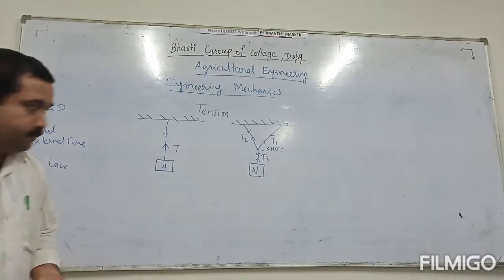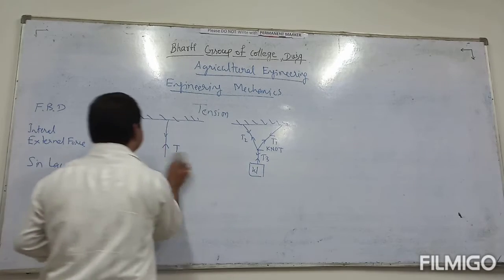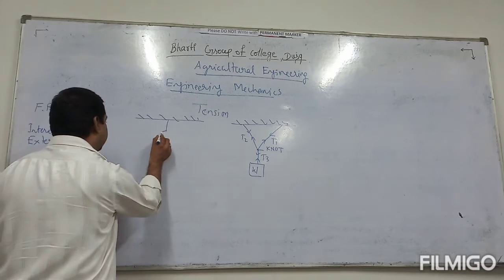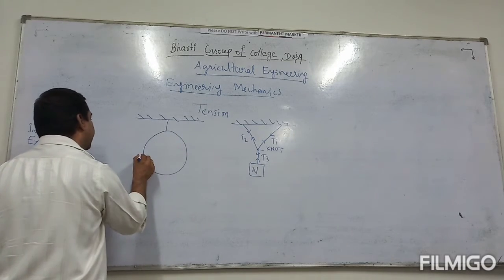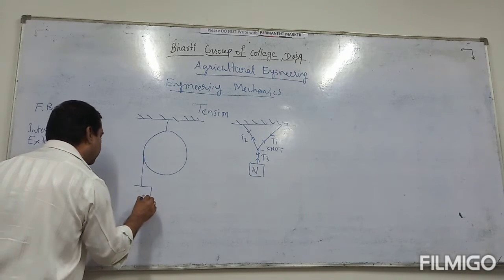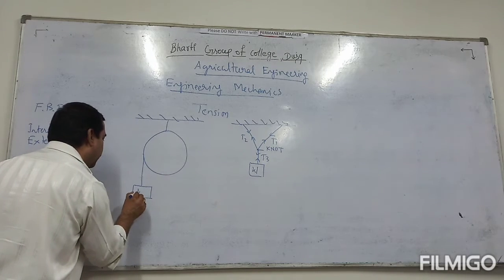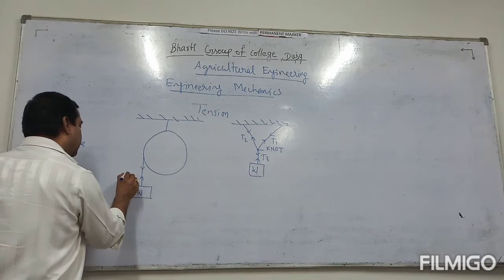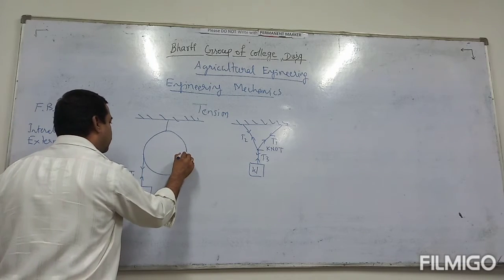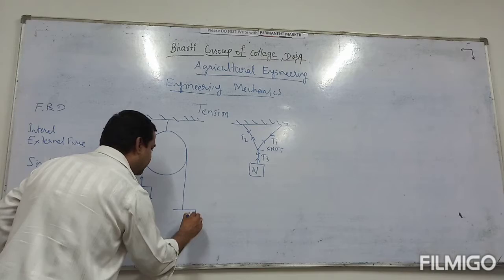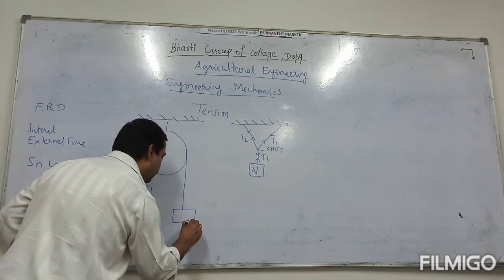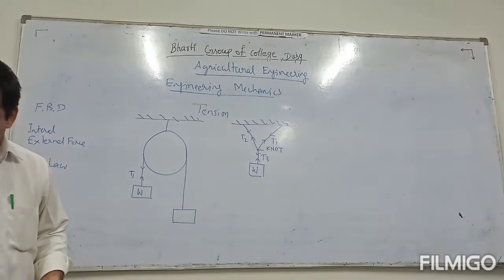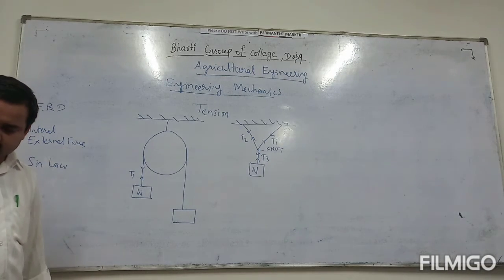Then if a pulley is here and some weight is lifted here, the tension T1 is on this side, and on the other side also. In the pulley, the tension on different sides is different.